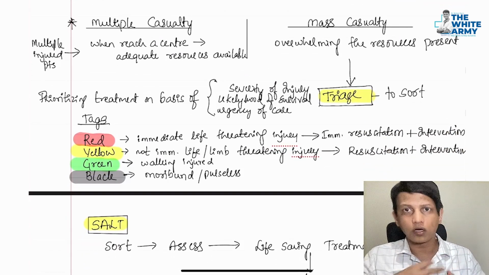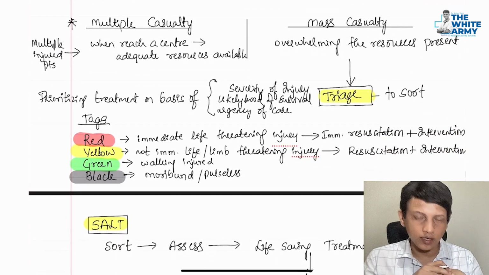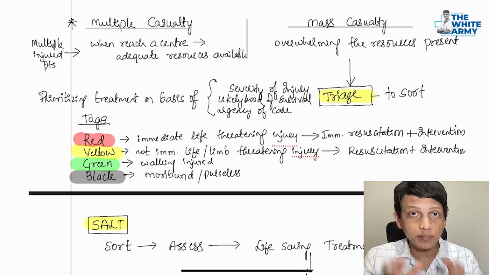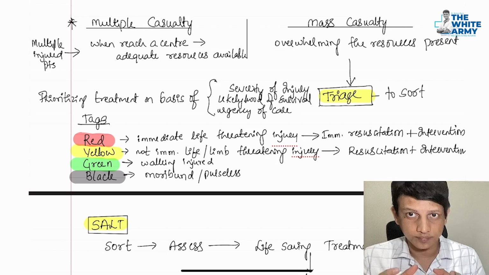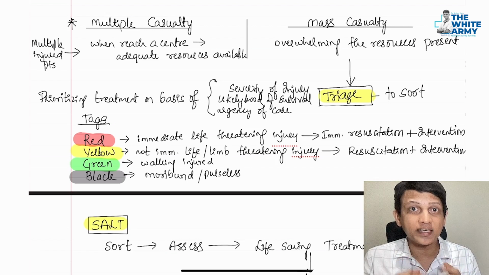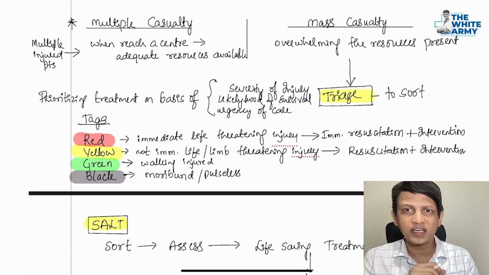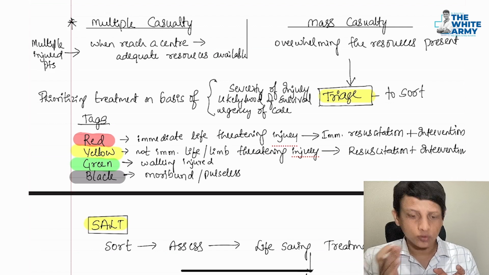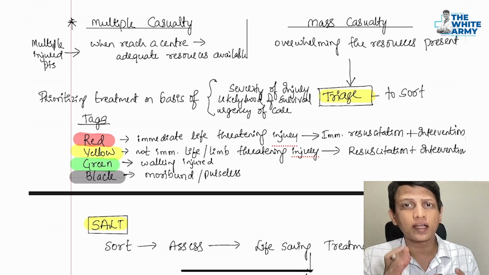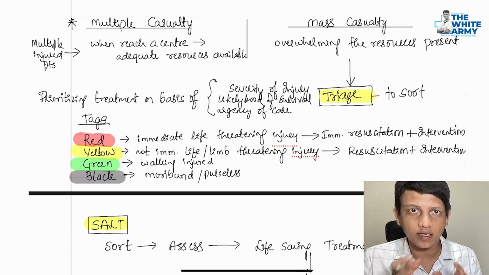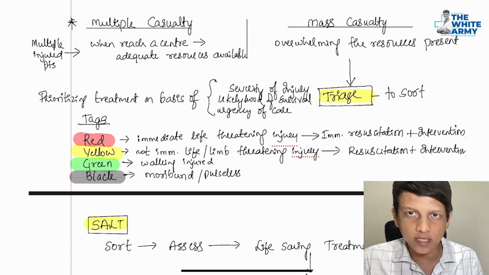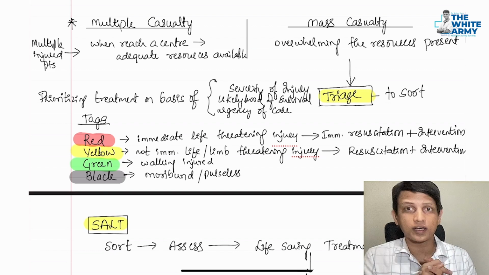So we go through all the patients and tag them. Those who require immediate attention or who are suffering from immediate life-threatening injuries are labeled red. They need emergency resuscitation and interventions. Those who do not have immediate life-threatening injuries are tagged yellow. They also need urgent resuscitation and intervention, but not so life-threatening.